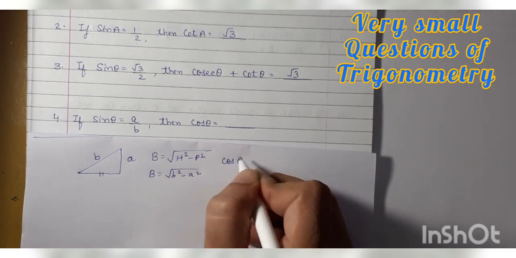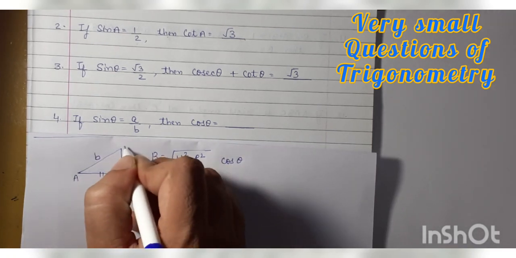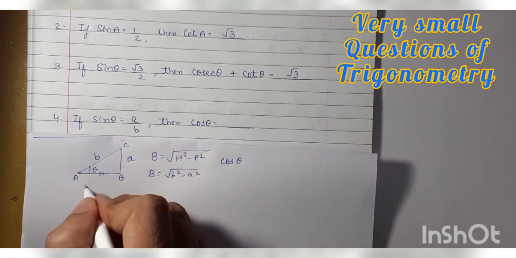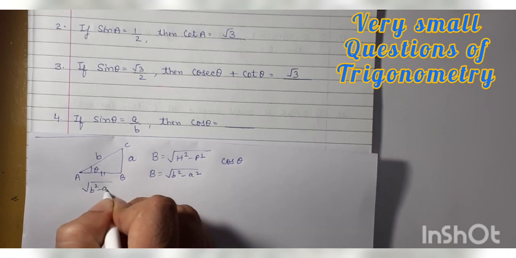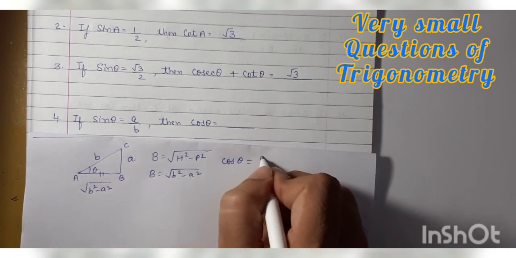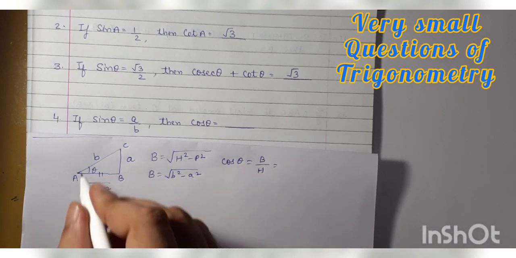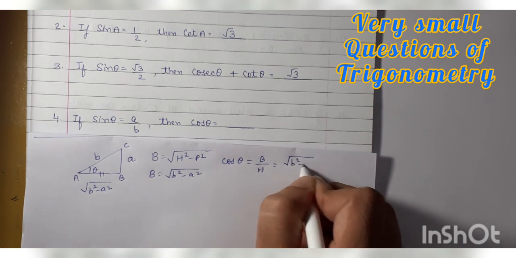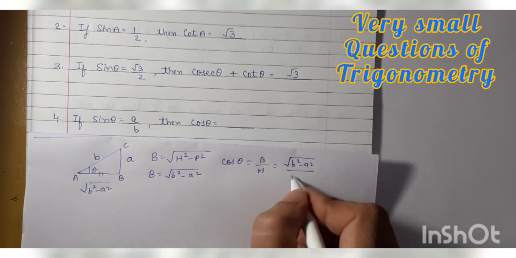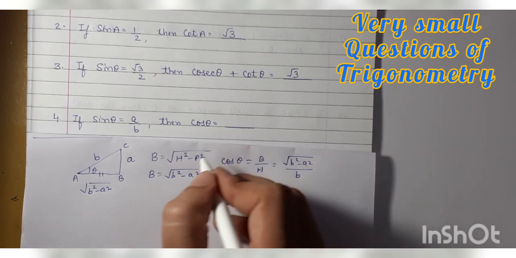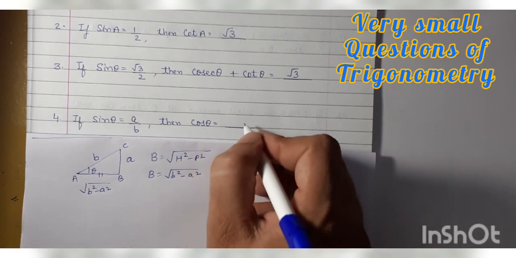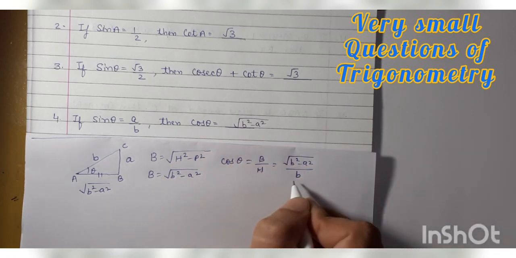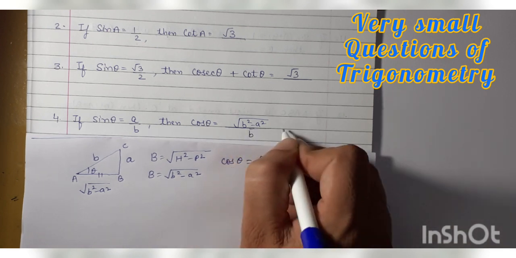Then what is cos theta? A, B, C. Cos theta. This is base, which will be under root B square minus A square. That is base upon hypotenuse. Base is under root B square minus A square. Hypotenuse is B. Then what will be the last answer of cos theta? Under root B square minus A square upon B. This is your answer.